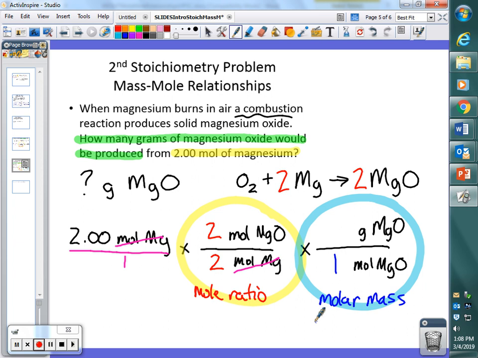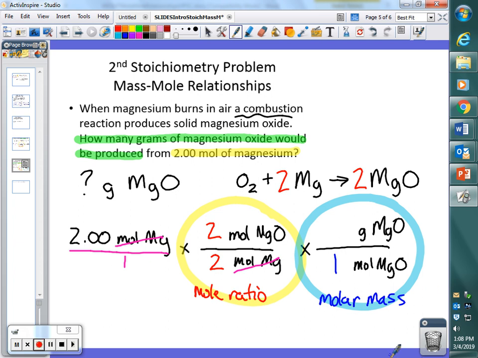Coefficients only show up in the mole ratio. When we're using molar mass, we only have 1 mole. What's going to go on the top? Not 6.022 times 10 to the 23rd.